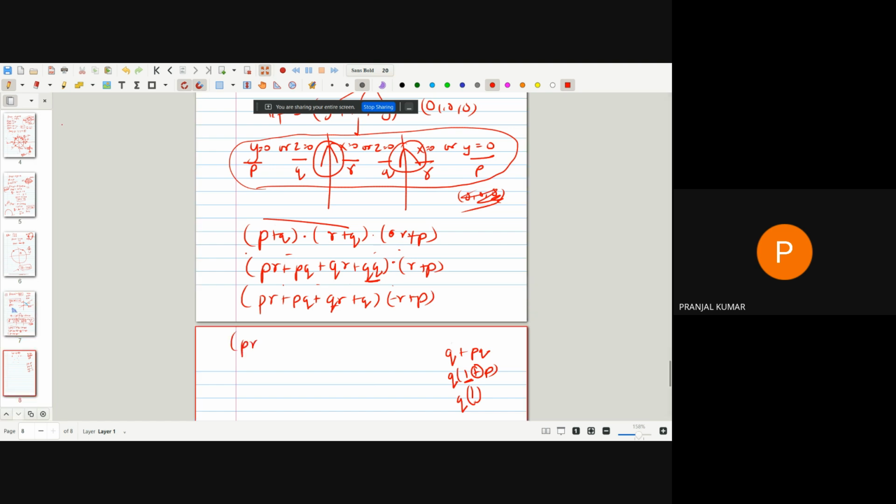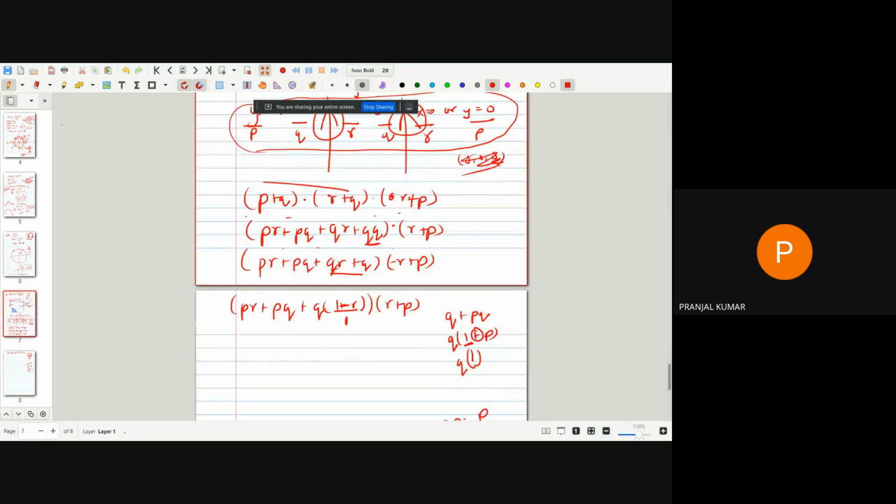Okay. So PR plus PQ plus QR, now you can take Q common, so it will become Q(1 plus R), dot (R plus P). So this is nothing but 1 only. Then you are left with Q here. So you will do the same thing for this. So PR plus Q.